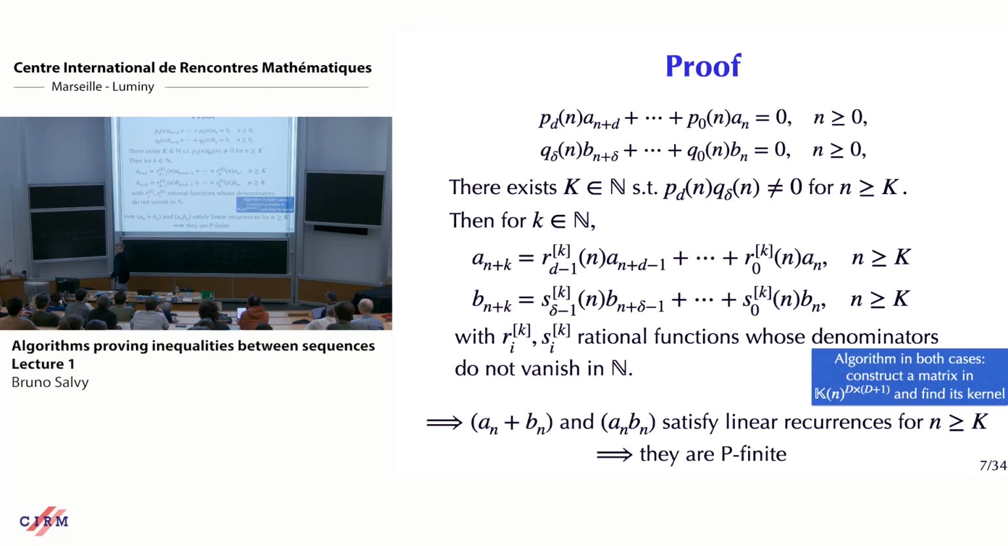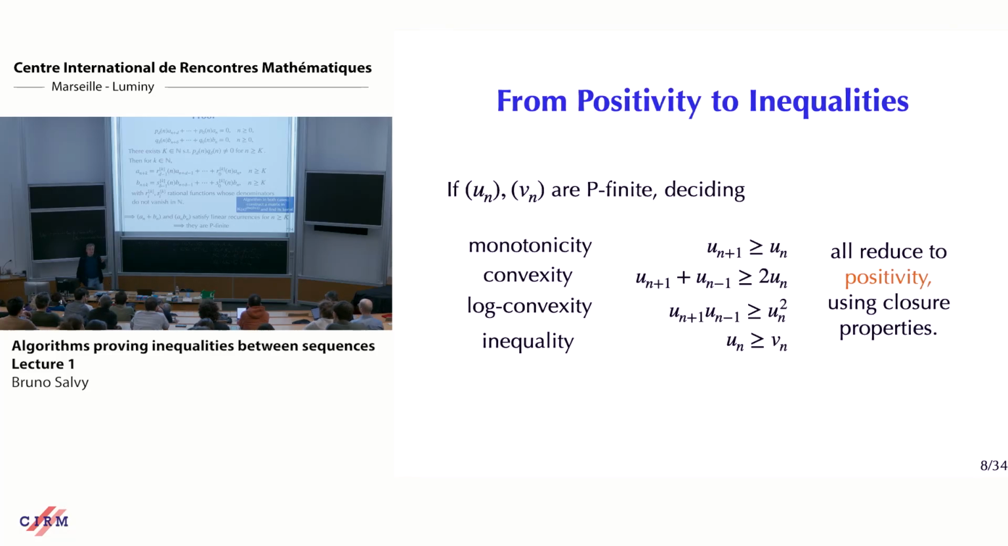So by these properties, what you get is that there are many things that you can reduce to positivity. If you want to prove that a sequence is increasing, you compute a recurrence for u_{n+1} minus u_n. You just have to prove that u_{n+1} minus u_n is positive. Same for convexity, log convexity, or more generally, you have two sequences. You want to prove that u_n is larger than v_n. You compute a recurrence for u_n minus v_n, and you prove positivity.